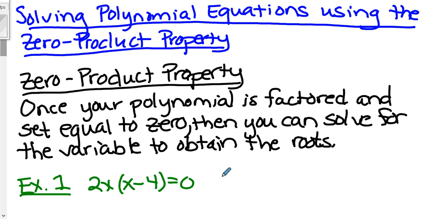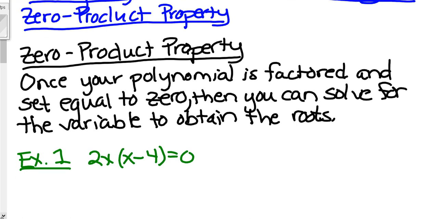This is day 5 of our factoring lessons, and today we're going to be solving polynomial equations using the zero product property. Now, what is the zero product property? Once your polynomial is factored and set equal to 0, then you can solve for the variable to obtain the roots. You'll know more of what we're talking about once we start our examples. So let's look at our first example.